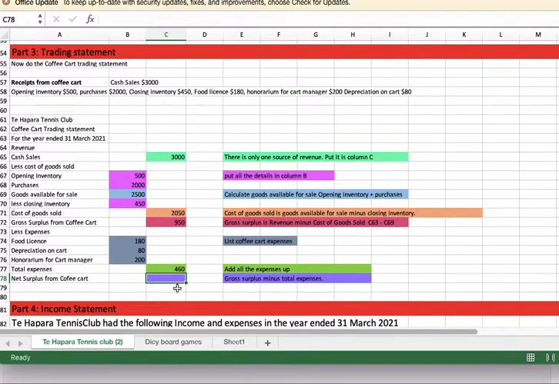So what is their total surplus minus all of their expenses? How much did the coffee cart make the club? That's what we want to find out. We're going to have the gross surplus, and we're going to take away the expenses, and that will give us the net surplus. So they made $490 from the coffee cart, which is actually not bad. Buy a few tennis rackets with that.